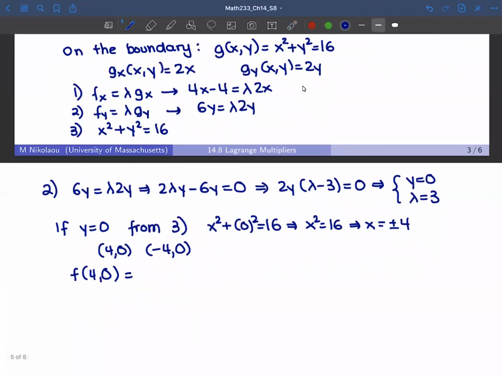So that will give us 2 times 4 squared minus 4 times 4, and then minus 5, which is equal to 32 minus 16 minus 5, and this is equal to 11. So f of (4, 0) is equal to 11.